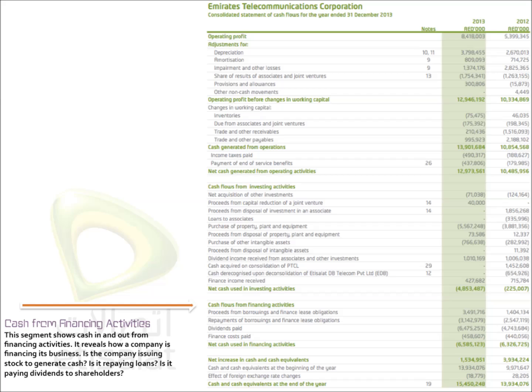Cash from financing activities. This segment shows cash in and out from financing activities. It reveals how a company is financing its business. Is the company issuing stock to generate cash? Is it repaying loans? Is it paying dividends to shareholders? And so on.